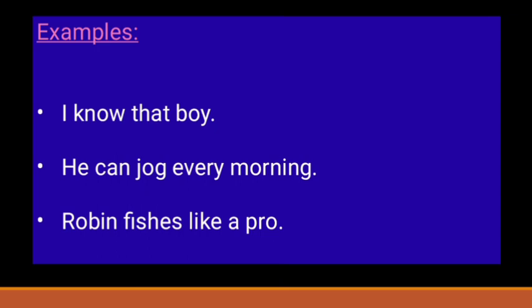Examples: I know that boy. He can jog every morning. Robin fishes like a pro. The clauses I know, he can jog, Robin fishes are the clauses that can stand alone in a sentence. That is why they are called the principal clauses.